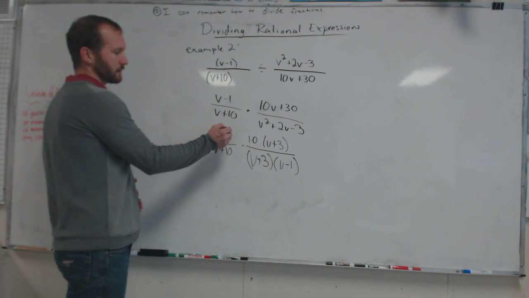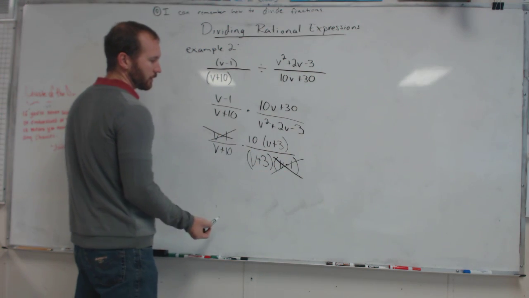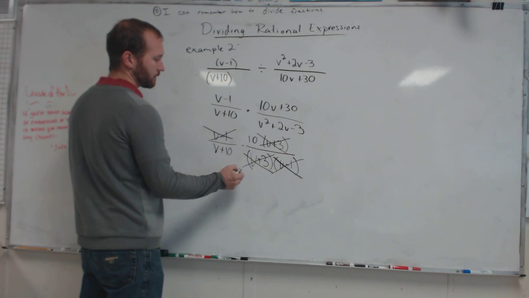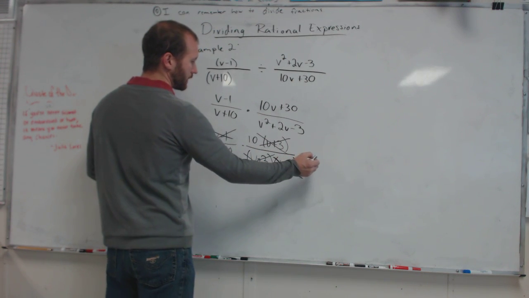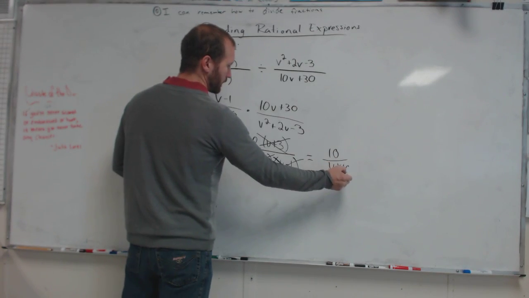And then I can start canceling. So I have v minus 1 here and here, in the top and in the bottom. V minus 1 here and here, in the top and in the bottom. And so then I end up with 10 over v plus 10.